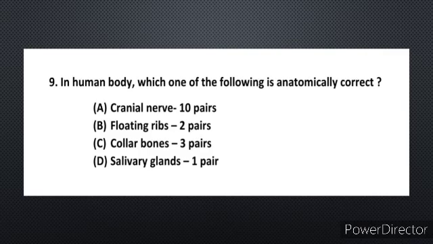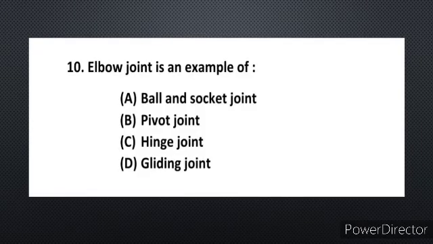The first 7 are true ribs, the 8th, 9th and 10th ribs are false ribs, and the 11th and 12th are floating ribs. Why? Because they are not directly attached to the sternum. Floating ribs are the short ribs. They are not attached to the sternum, so that is why they are known as floating ribs, and the number of floating ribs is 2 pairs. So the answer is the second option, floating ribs 2 pairs.